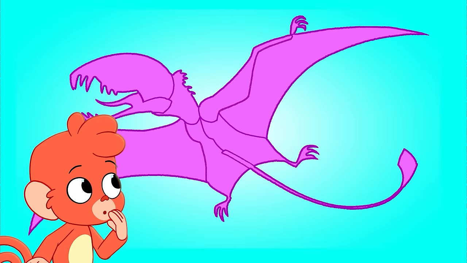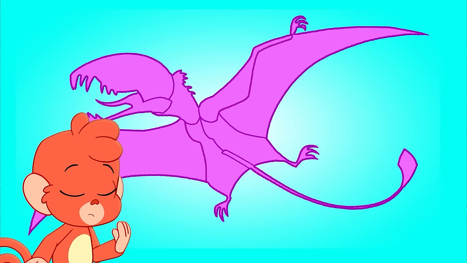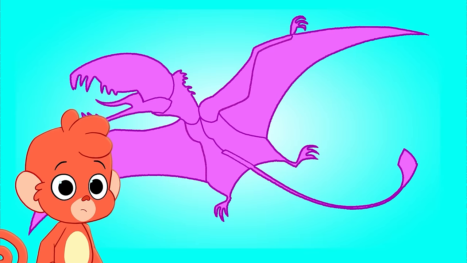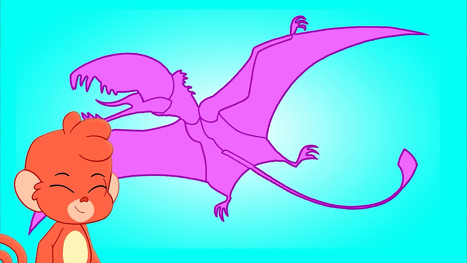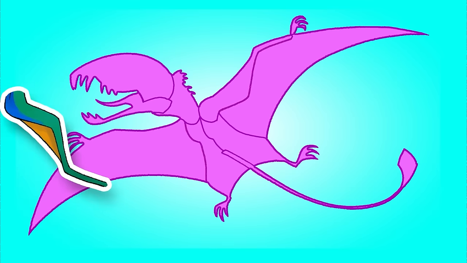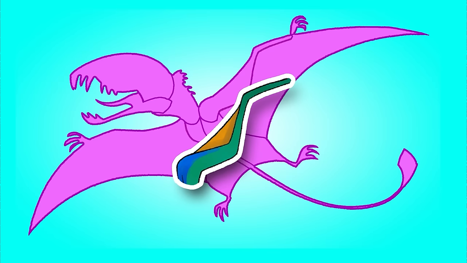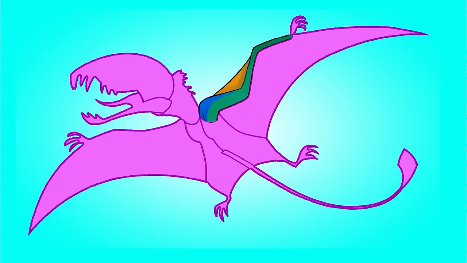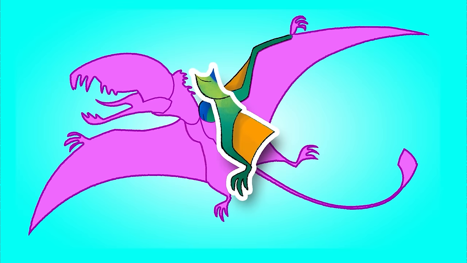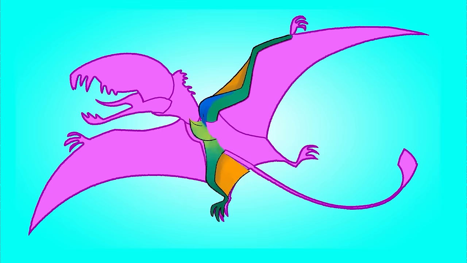Baboo, do you know which dinosaur this is? Do you want to find out together? Let's look at the first piece. This is kind of a wiggly shape. What could it be? I think it's its arm. And what could this be? Kind of looks like a leg. Look at his tiny feet.